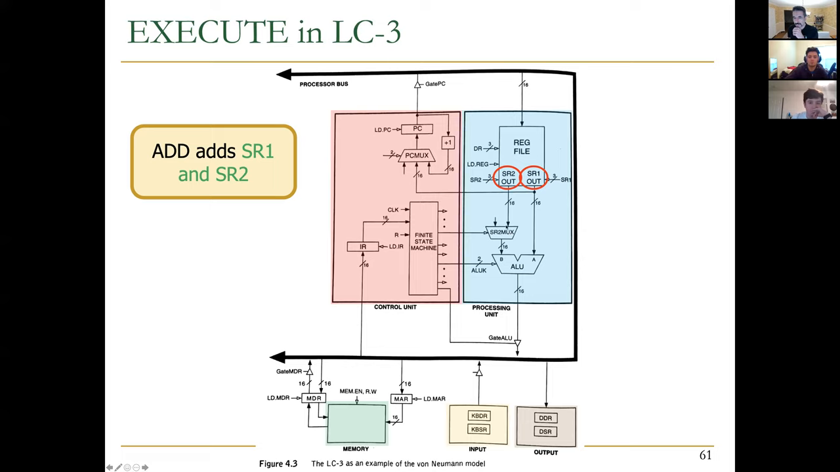Why do you think you need a new MUX here? Can you give me a reason why we need a MUX here, at least on source register two? Any guess? You need to select what operand you're going to add from the memory. That's right. But why do we need that for, for example, SR2?